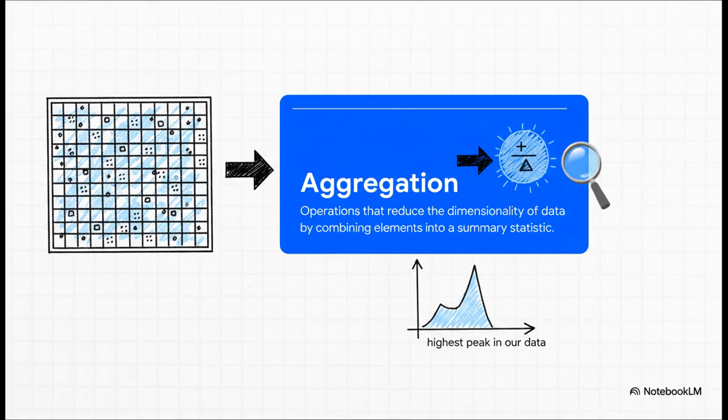Okay, so the core concept here is fundamental. It's all about reducing dimensionality. That sounds a little academic, right? But all it really means is we're taking an array that might have thousands or even millions of elements and collapsing it down into a single meaningful number. A total sum, an average value, or maybe the highest peak in our data. This isn't just about making things simpler. It's about making the data something a human can actually understand. This process is literally the foundation of what we call exploratory data analysis, or EDA, and it lets us grasp the main features of a dataset in just a glance.